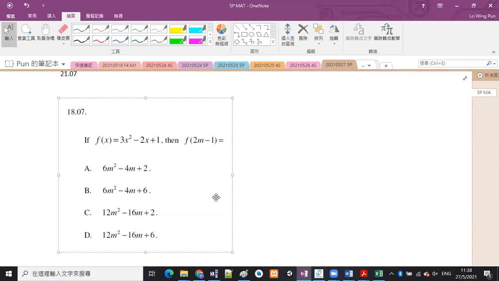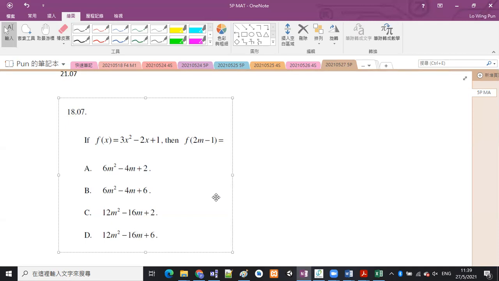Henry, I have located the mistake. Listen. It is good that you remember to use the identity to expand this bracket. But there is one little mistake here. Henry, where is the mistake? Not this one. Because a minus b bracket square becomes a square minus 2ab plus b square, and the a is 2m.